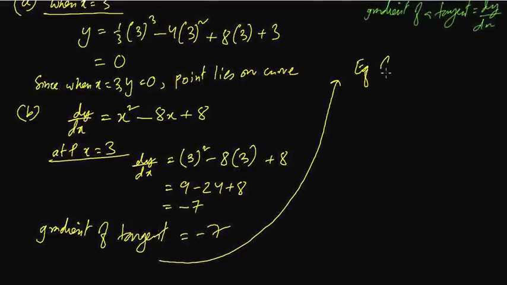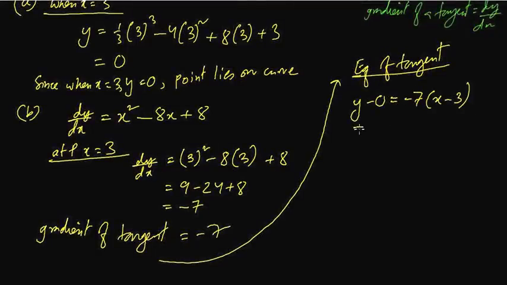Now the equation of the tangent, so let me write it here. y minus y1, the coordinates of P are 3 and 0, so y minus 0 equals m, which is minus 7, times x minus x1, which is 3, so it will be y equals minus 7x plus 21.